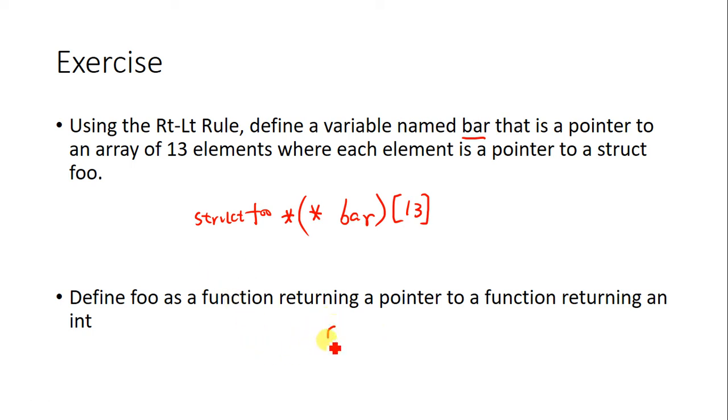The last one, define foo as a function returning a pointer. So foo is a function that returns a pointer to a function returning an int. Right. So this is some exercise for us about the right-left rule. Hopefully it's helpful for you.